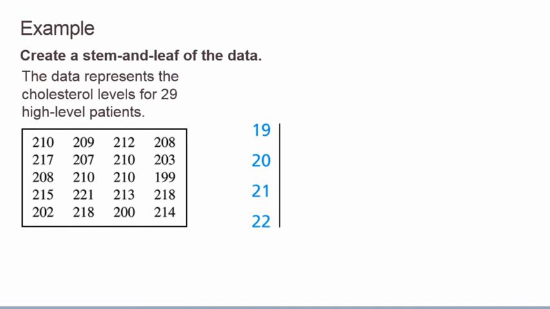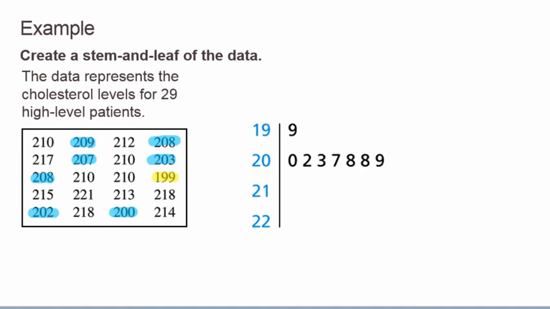First, I want to look for all the numbers in the 190s. I only have 199, so I write 9. Now I'm looking for all the numbers in the 200s. So I have 202, 208, 207, 209, 200, 203, 208. Putting those in numerical order, I have 0, 2, 3, 7, 8, 8, 9.